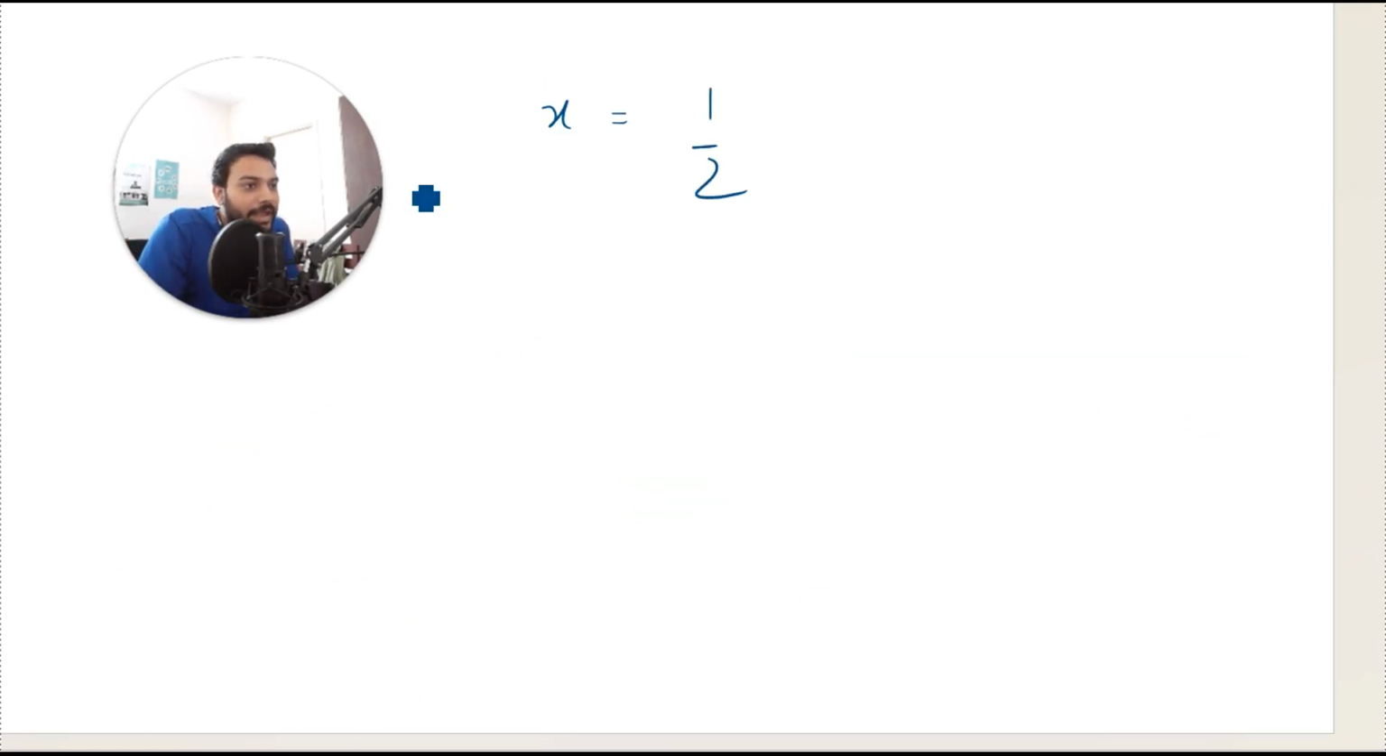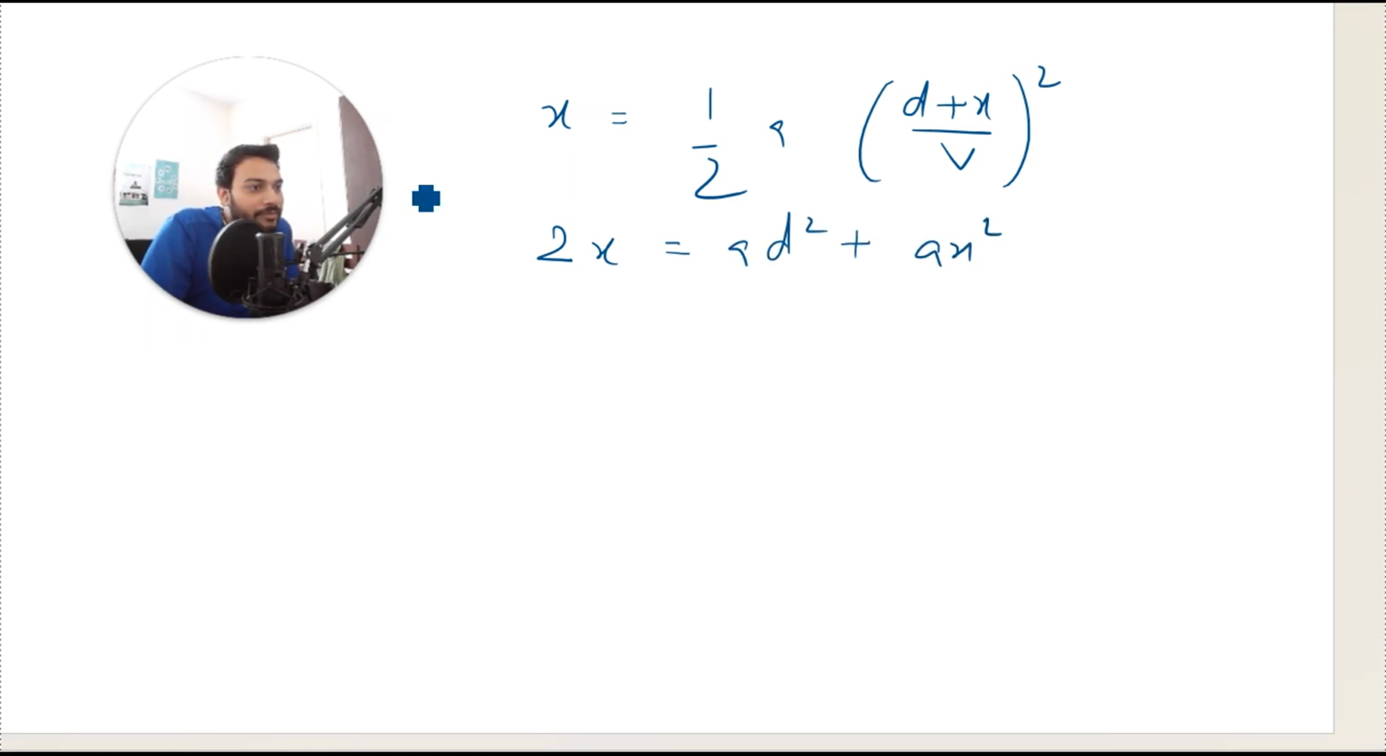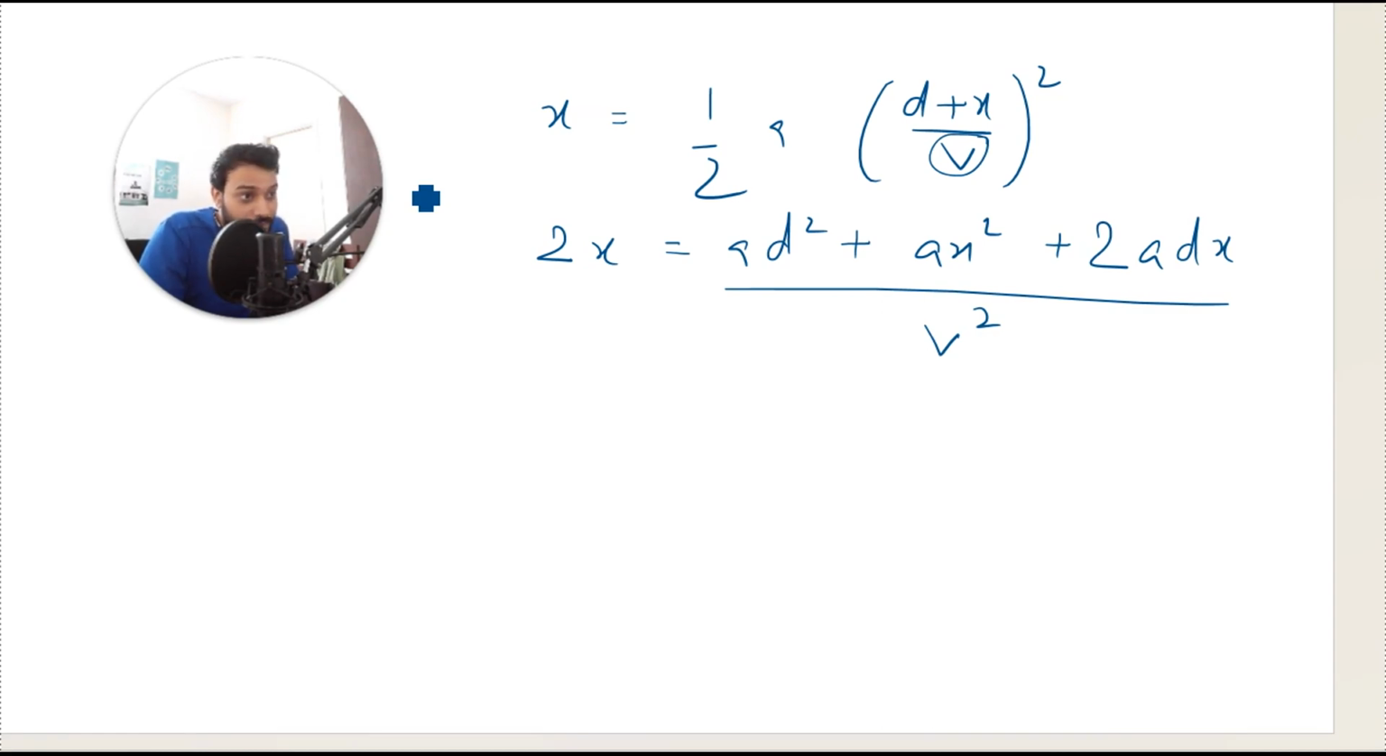x is equal to half a times d plus x over v, all squared. 2x is equal to a d squared plus a x squared, opening with the a plus b whole squared formula, plus 2adx over v squared. Be very careful, sometimes we tend to write just this v because it's in the denominator. It'll also be squared, so that'll be v squared. So what do we get? 2xv squared is equal to ad squared plus ax squared plus 2adx.